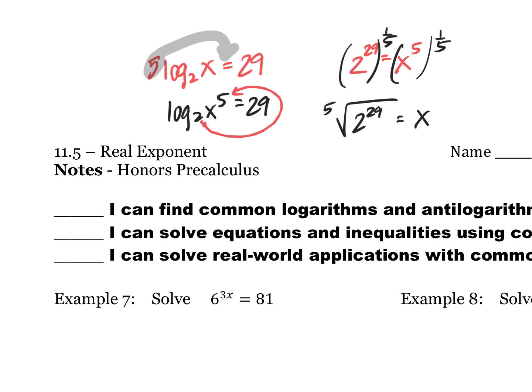So a couple different things. I might say that I've got 2 to the 29th, and I might say I've got that to the 1/5. Or I might use the math menu and say I've got the 5th root of 2 to the 29th. Same answer, 55.7. That was one way to start this problem.